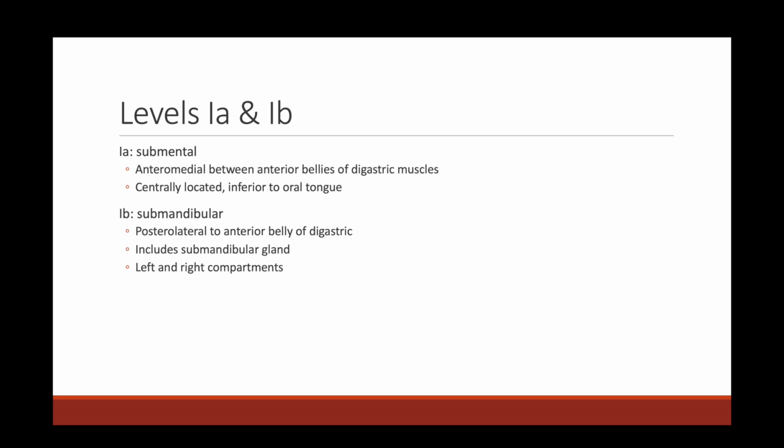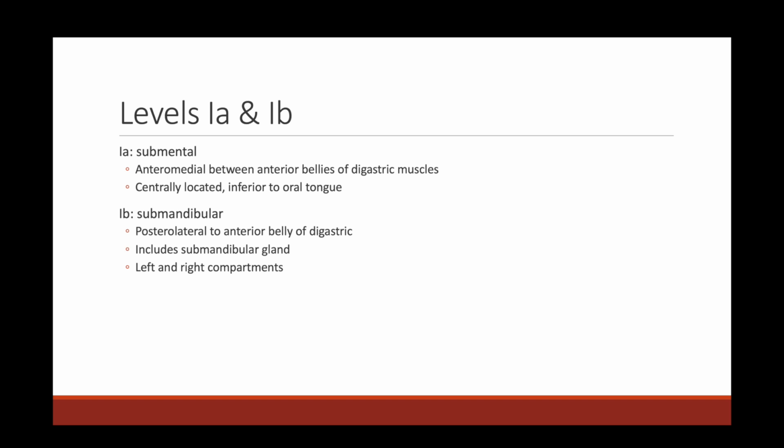So submental and submandibular, the location is really in the name. The submandibular nodes sit around and include your submandibular salivary gland, and the submental nodes are the nodes that are just underneath your chin, just inferior to your oral tongue. If you put your hand on your chin and go back to that soft tissue right behind your chin, that is where your submental nodes would be.